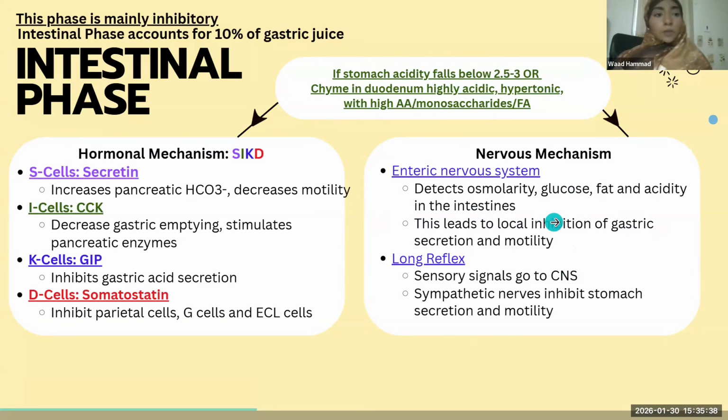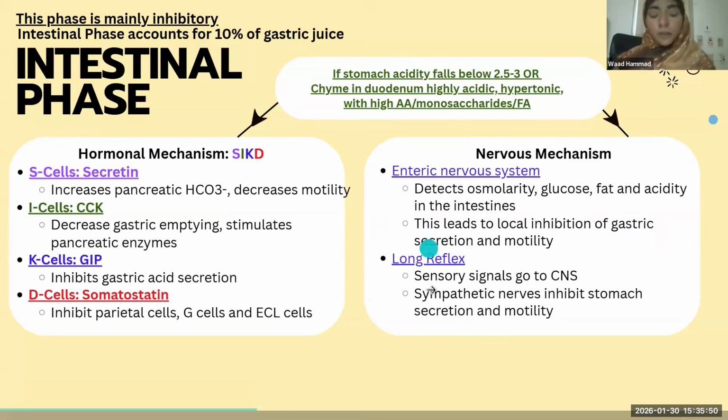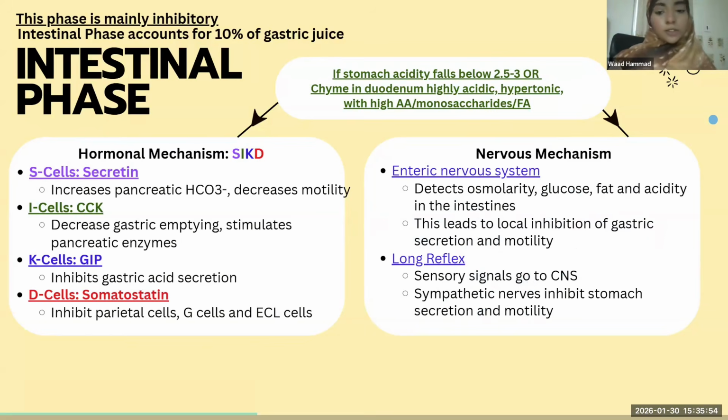So again, we want to stop the secretion of acid so that the chyme that's coming out of our stomach is less acidic, and it also decreases motility, so less chyme is going into the duodenum. And then we also have the long reflex, so sensory signals. This is no longer in the enteric nervous system. It goes all the way up to our CNS, and then sympathetic nerves come and inhibit stomach secretion and motility.